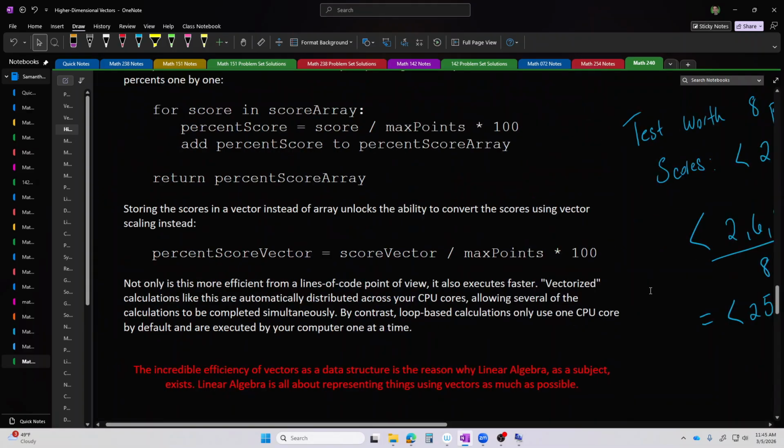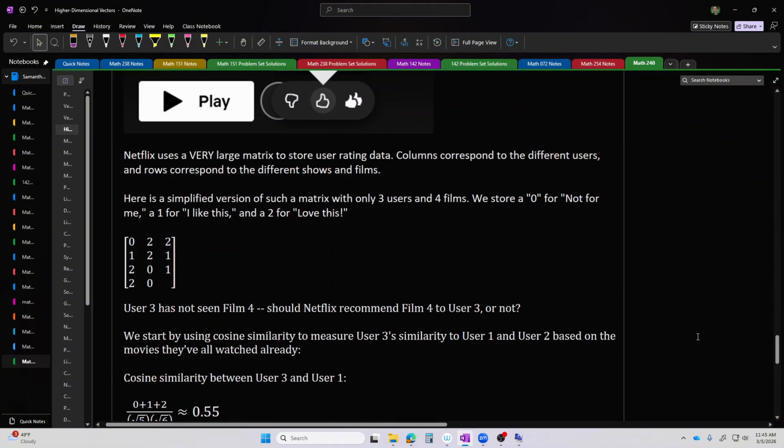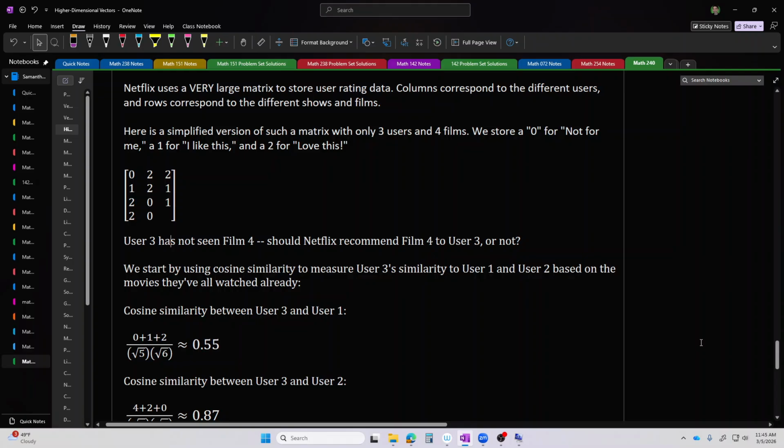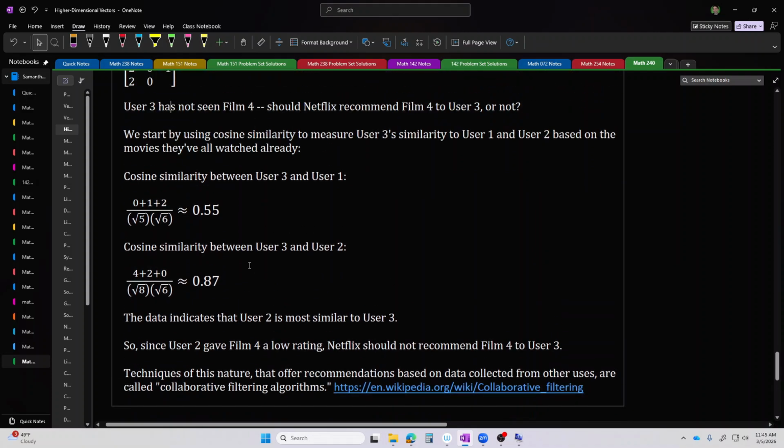And one example of a vector calculation as used in a real-world context is for things like recommendation algorithms, where vector length and vector dot product are used to calculate cosine similarity, which is used, for example, to determine how closely one user's tastes resemble another user's tastes, so that what user 1 likes can be applied to user 3, what user 2 likes can be applied to user 3, depending on how similar they are.